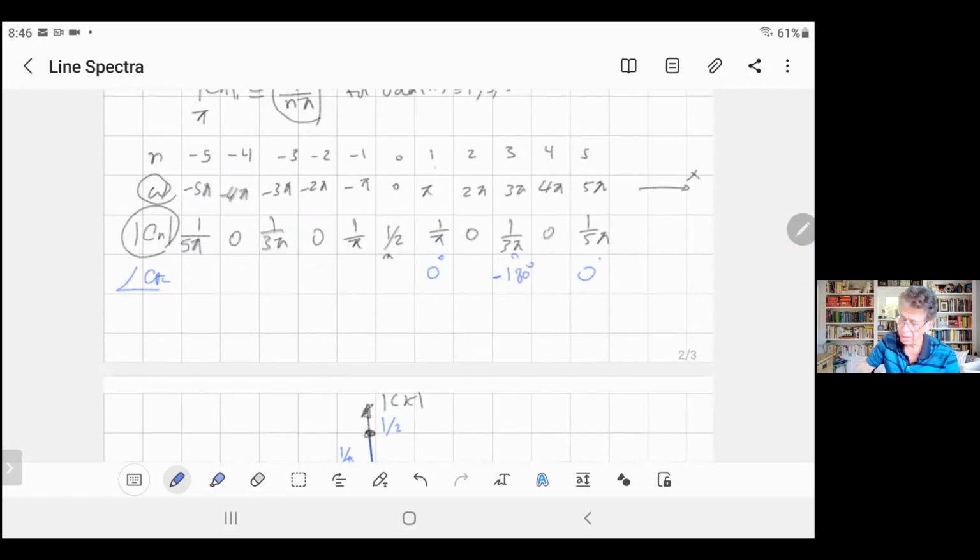What about the rest? The rest originally are 0 because they don't have anything. They are even. We said that they are 0 from the beginning. Now the negative side will be the same. So minus 3 will give me minus 180 degrees, and the rest are 0.